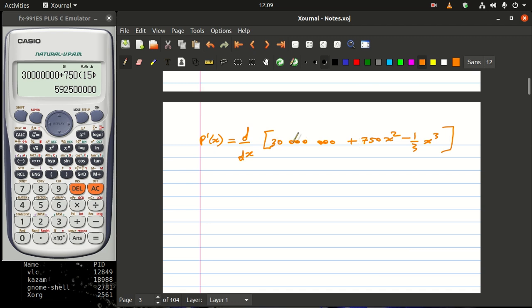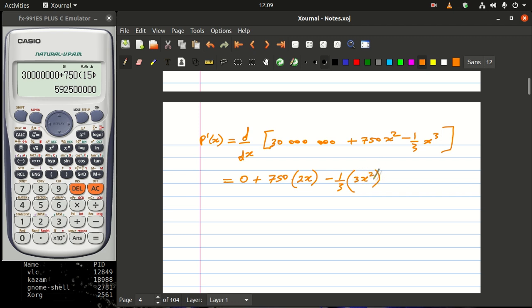So when you're having this, you want to find the derivative of this whole thing. You find the derivative of that piece by piece. The derivative of a constant, we know that is always going to be zero, and then plus, the derivative of this, you bring this 2 down, so you will end up having 750 times, and then the derivative of x squared is always gonna be 2x, and then minus 1 over 3, and then this one, because the constant, you always pull it before the derivative, and then you take the derivative of this, and the derivative of this, of course, you know that is going to be 3x squared.